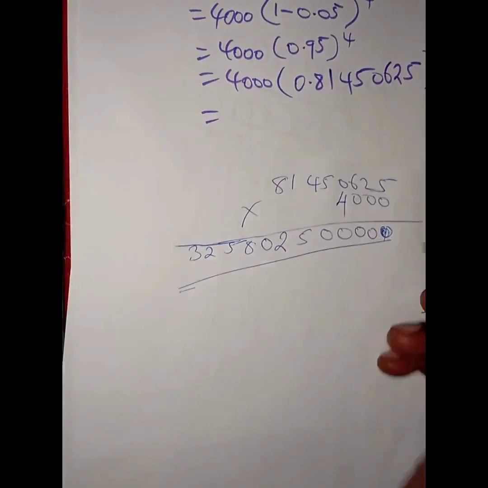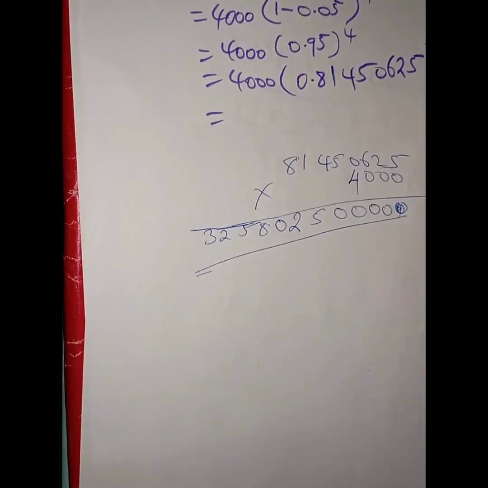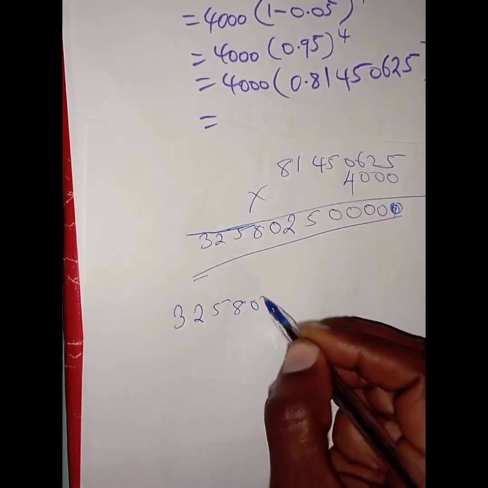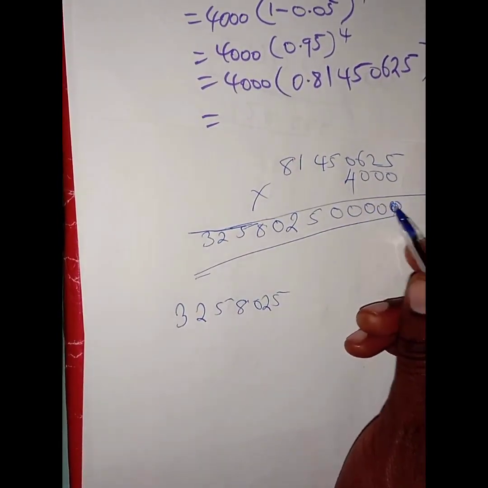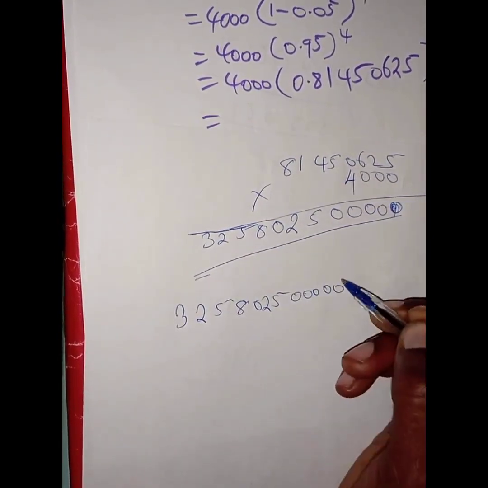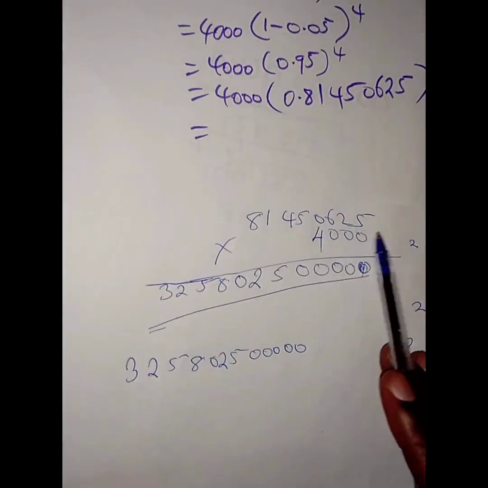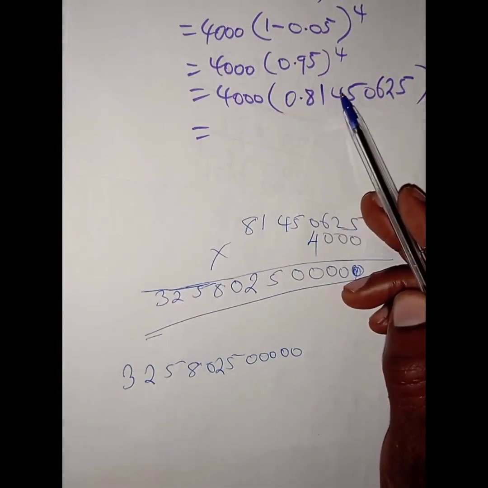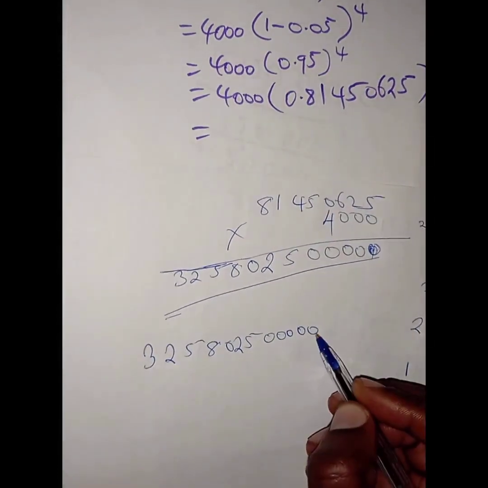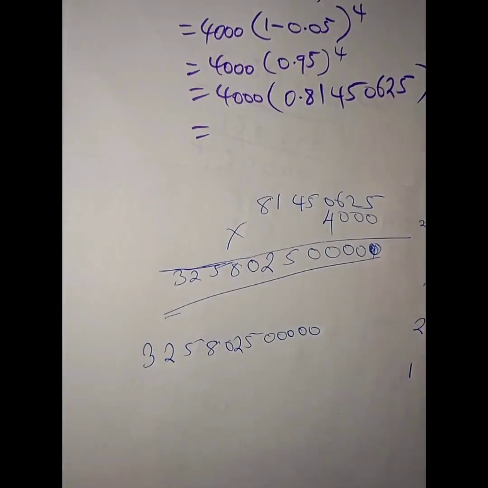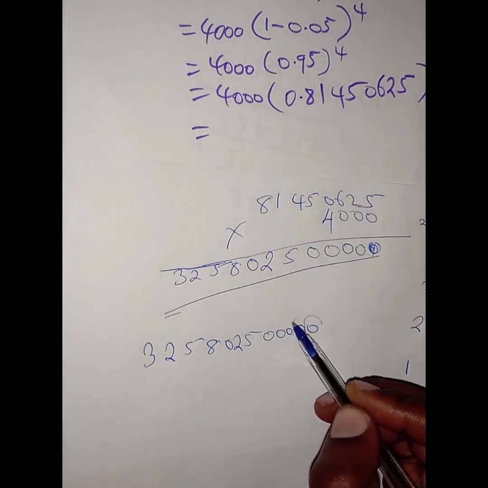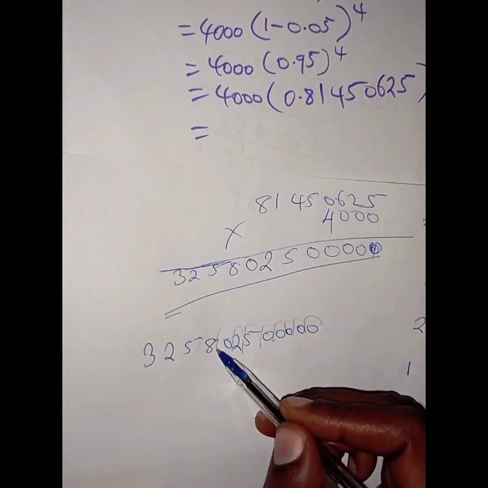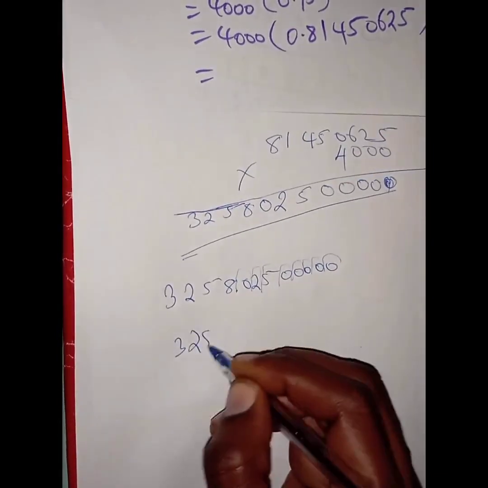So now we have this. Now let me rewrite this properly. 32, 5, 8, 0, 2, 5, then 1, 2, 3, 4, 5 zeros. Now let us bring back the decimal points. How many? 1, 2, 3. Decimal places are how many? 1, 2, 3, 4, 5, 6, 7, 8. So from here we count. 1, 2, 3, 4, 5, 6, 7, 8. So the point is supposed to be there.